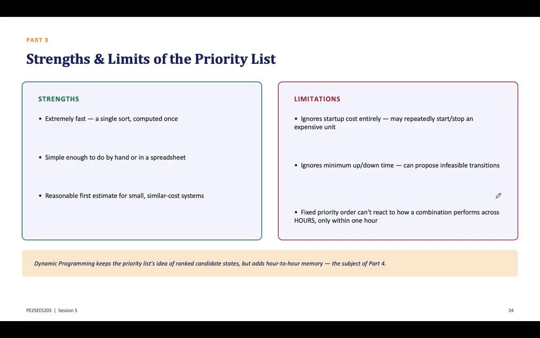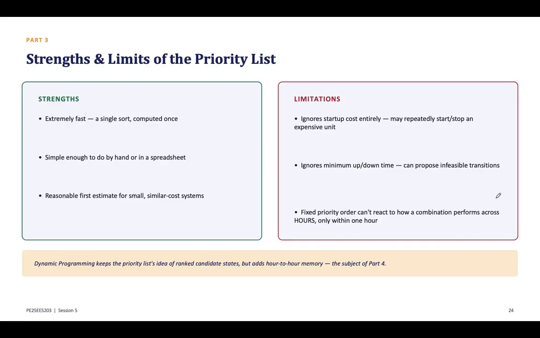A ranking based only on the average full load cost cannot represent the startup cost. A unit that is cheap when running may be expensive to start. The ranking also ignores the minimum up and down time. So an hour by hour application may propose transitions that are physically impossible, right? Most importantly, the method has no genuine memory of the future.